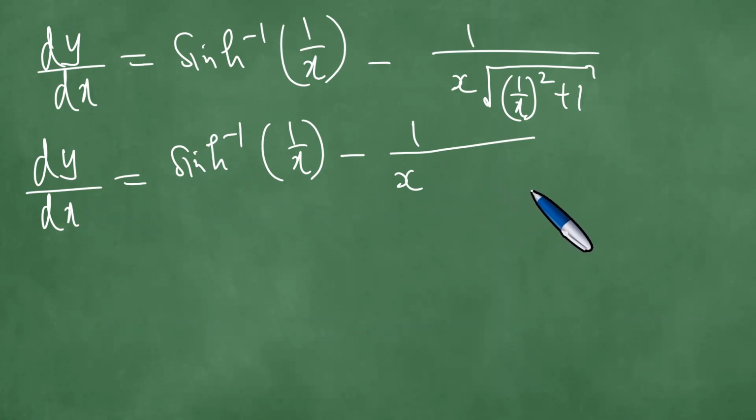So you can pull out here 1 over x squared. You can just leave it like that. 1 over x squared plus 1. It's enough. So this is the answer to this.